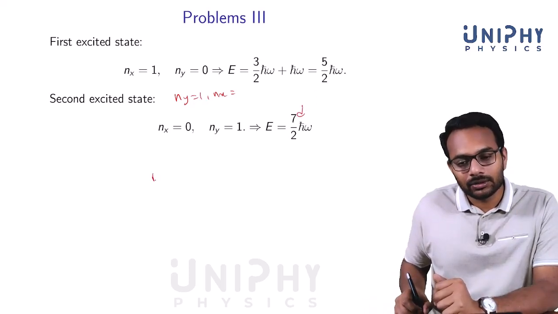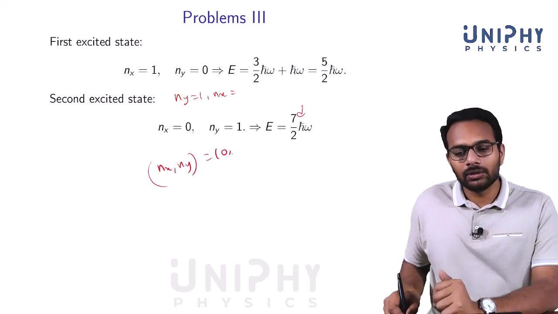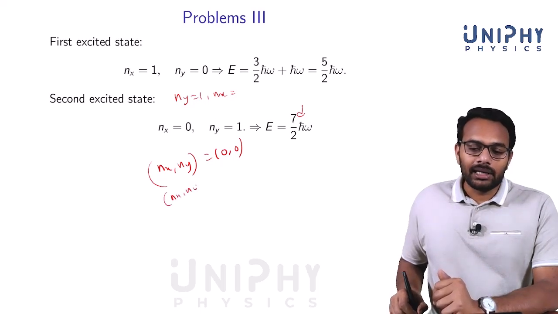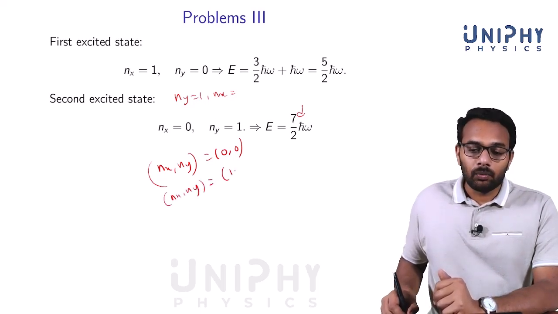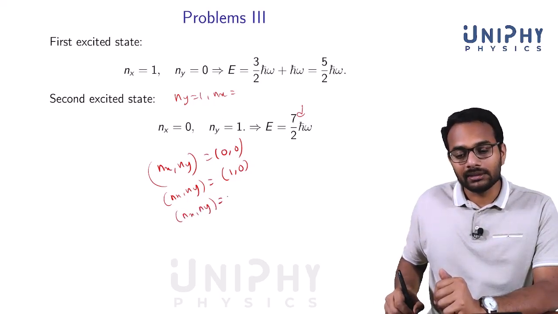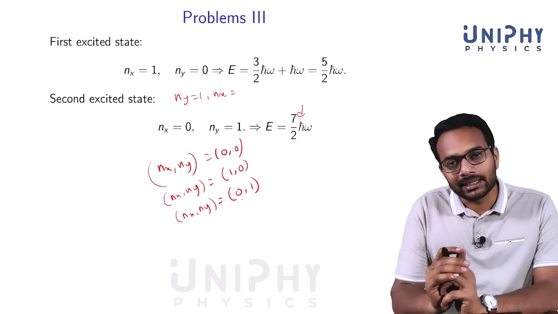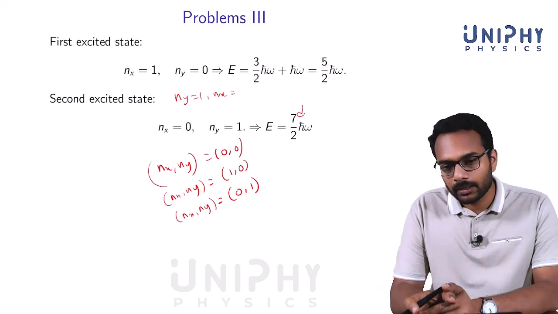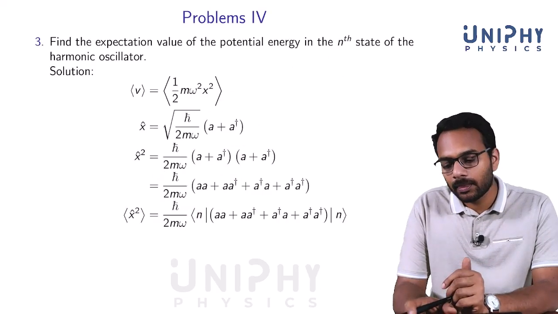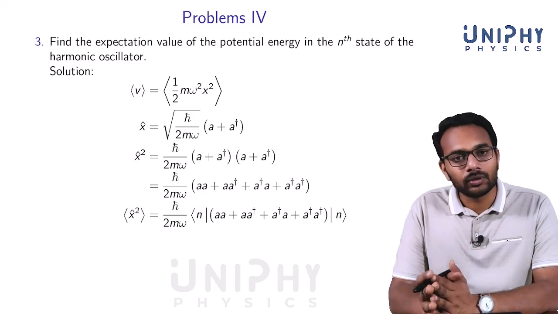So we can say that nx comma ny equal to 0 comma 0 is the ground state, nx comma ny equal to 1 comma 0 is the first excited state, and nx comma ny equal to 0 comma 1 is the second excited state. This is a problem that was asked in one of the previous exams. Also, this degeneracy problem is asked in competitive examinations.